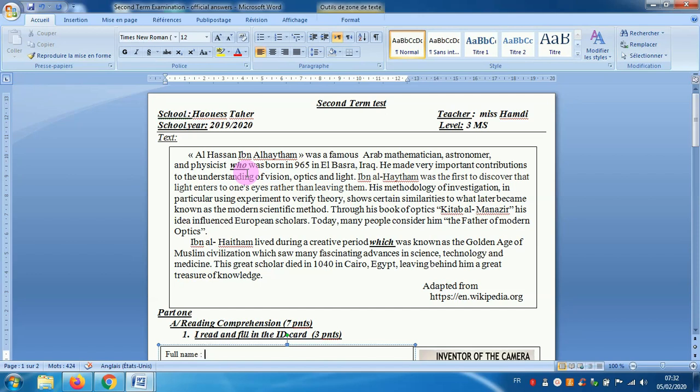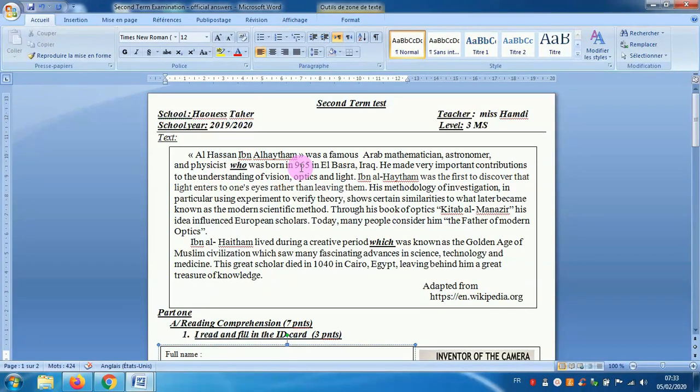So this test is about the text about الحسن ابن الهيثم. Ibn al-Haytham was a famous Arab mathematician, astronomer and physicist. كان عالم رياضيات وعالم فلك، فيزيائي عربي مشهور.